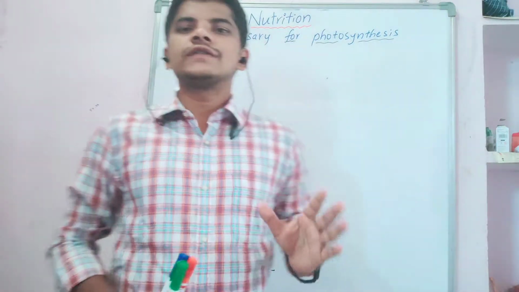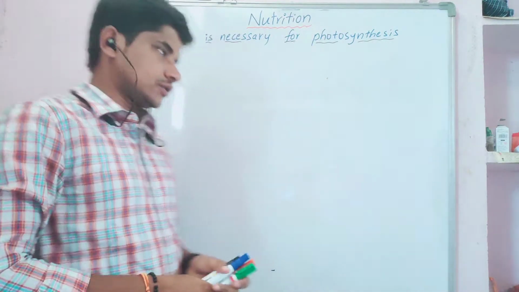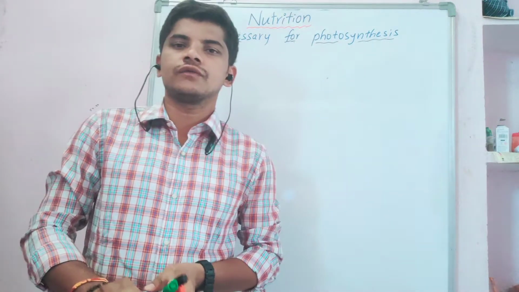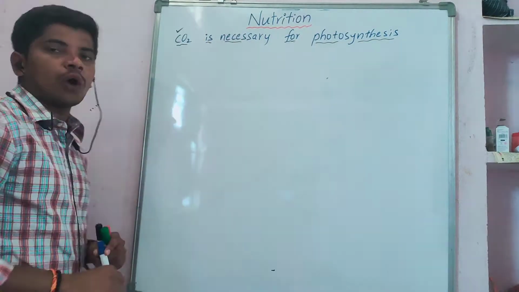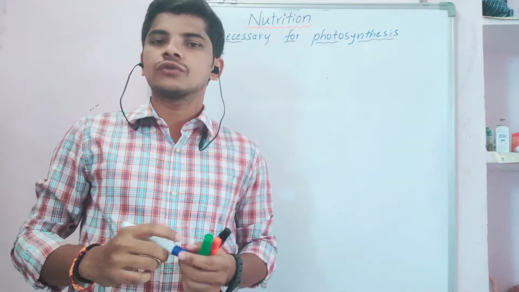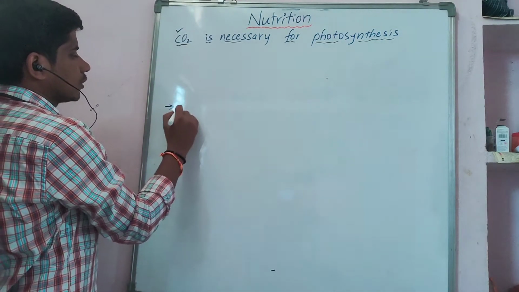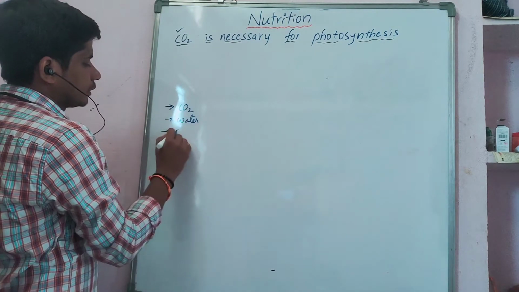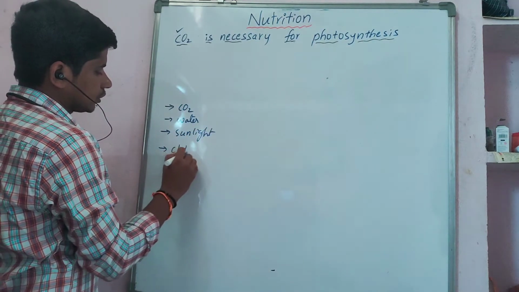Okay, now we'll discuss how carbon dioxide is necessary for photosynthesis. In the previous videos, we have discussed how water is essential for photosynthesis. Now, we are going to discuss how carbon dioxide is necessary for photosynthesis. We know that four important things required for photosynthesis are what? Carbon dioxide, water, sunlight, and chlorophyll, the green pigment.